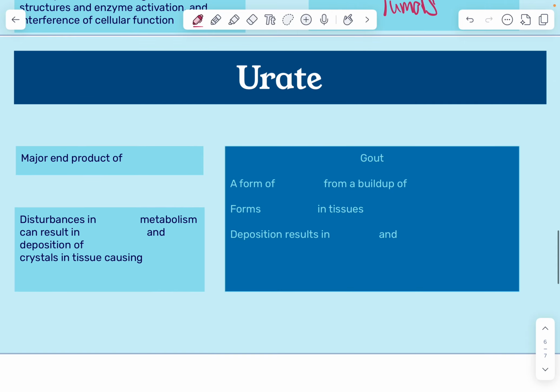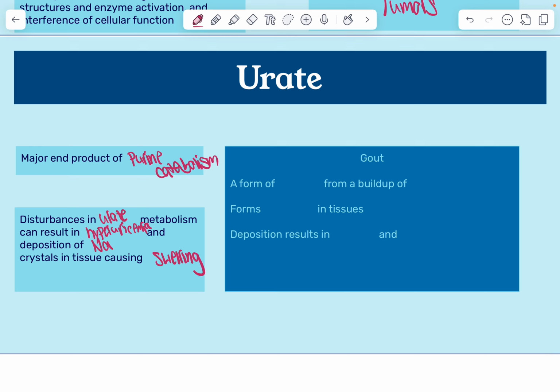So the last one I'm going to go over is urate, and this is a major end product of purine catabolism. And it's caused by disturbances in urate metabolism, which can result in hyperuricemia and depositions of sodium urate crystals, which are going to cause swelling and inflammation.